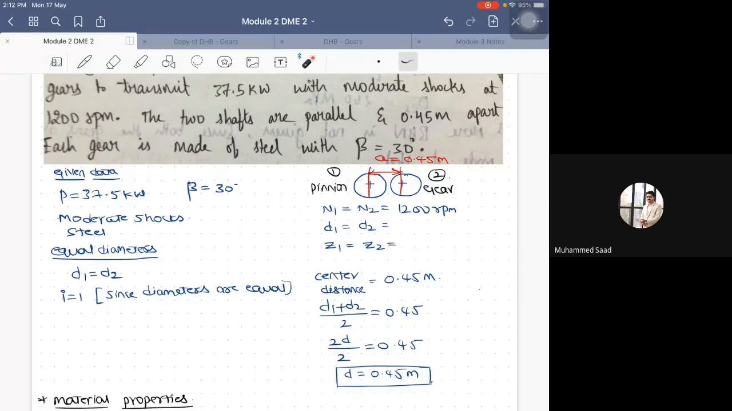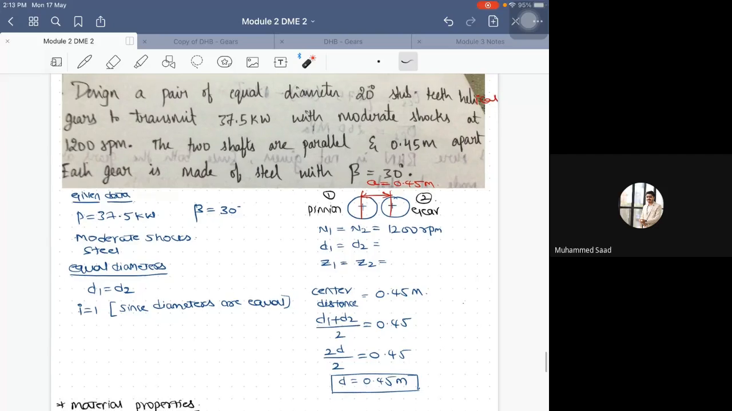Center distance can be calculated by D1 plus D2 divided by 2, that is equal to 0.45. Now, since D1 equals D2 equals the same value, I could take it as D, so it would be 2 times D. So 2 would get cancelled. D would be again 0.45 meters. Clear? Any doubts until now?